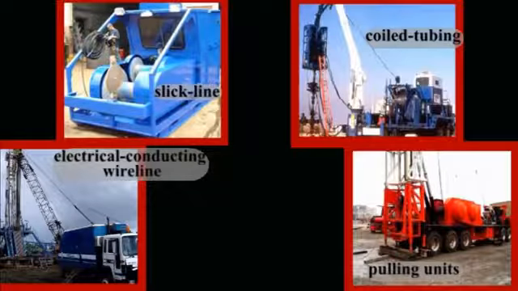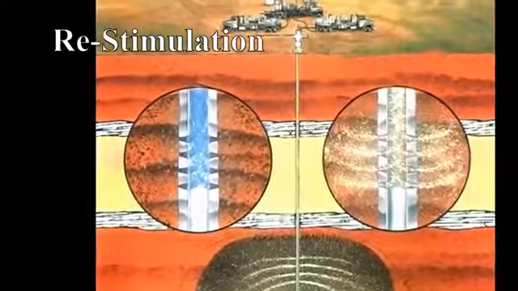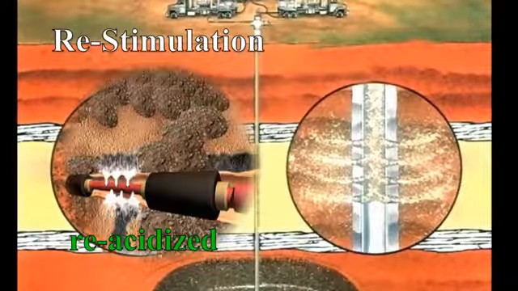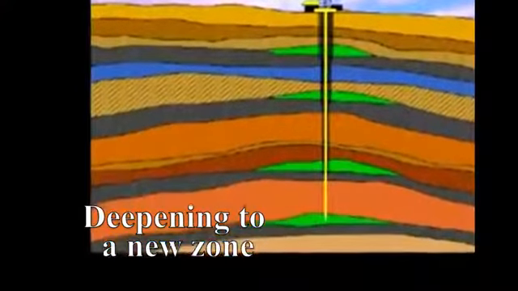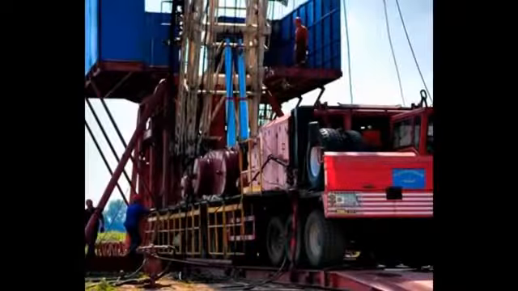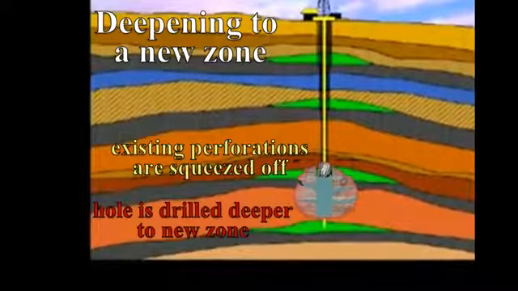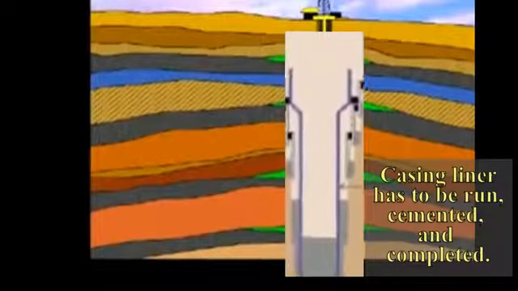Other types of workovers might include re-stimulation. Here, the original pay zone may need to be re-acidized or refractured. Deepening to a new zone. In this workover, the existing perforations are squeezed off and the hole is drilled deeper to a new zone. Because it is deeper, a casing liner has to be run, cemented, and completed.